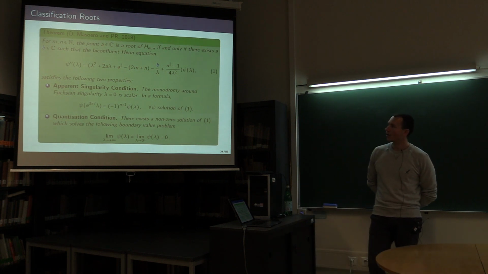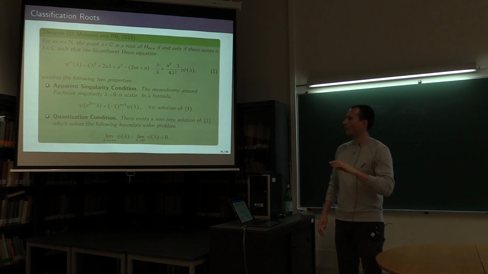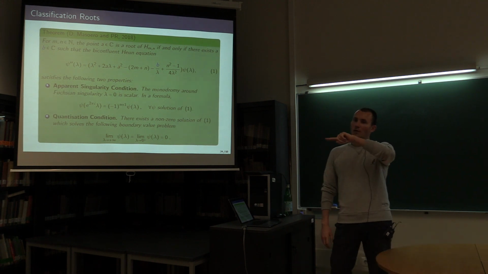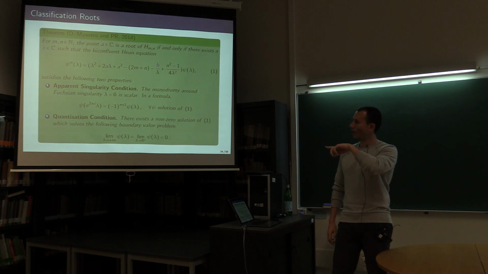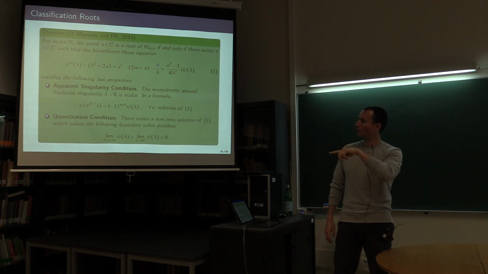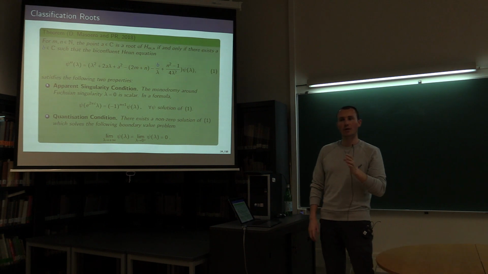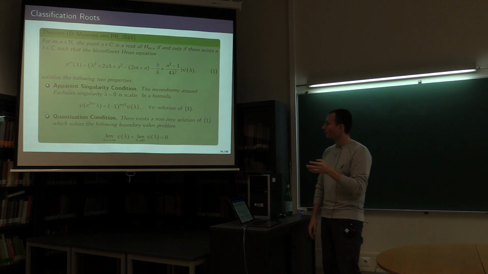And so the apparent singularity condition is that the singularity is apparent, so that means that if you compute the monodromy around the singularity, it's trivial or it's scalar. So you take a small loop, and if you fix a solution and take a small loop, you get the same solution back up to some minus sign perhaps.